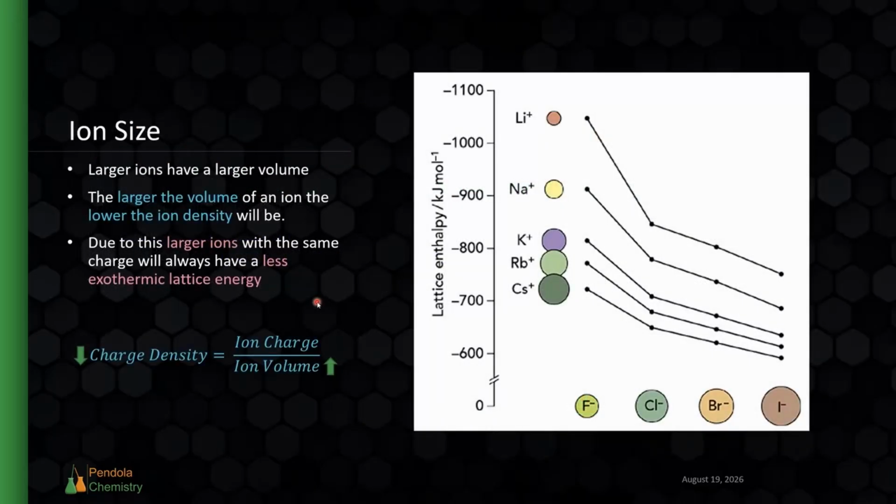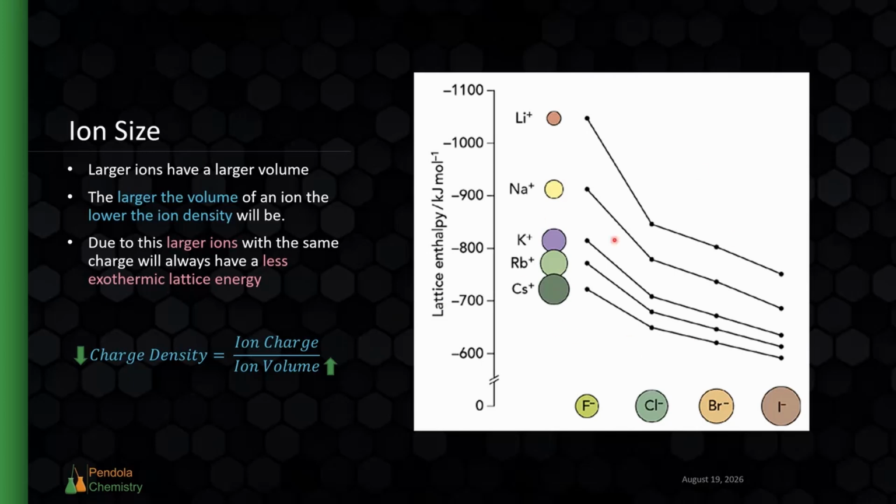So let's look at ion size. Larger ions are going to have a larger volume. The larger the volume, the lower the ion density, like we just talked about. Larger ions have their nucleus farther away from the bonding, and therefore give us a weaker attraction or weaker interaction with the opposite ion. So because the ion volume is larger, because we have larger ions, the charge density decreases, and therefore the lattice energy is less exothermic.